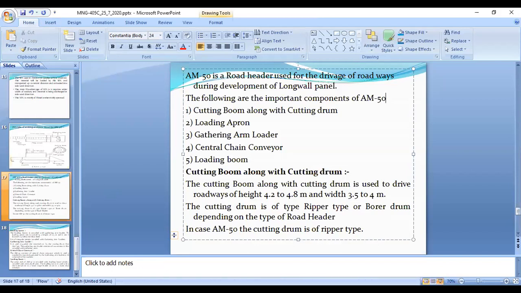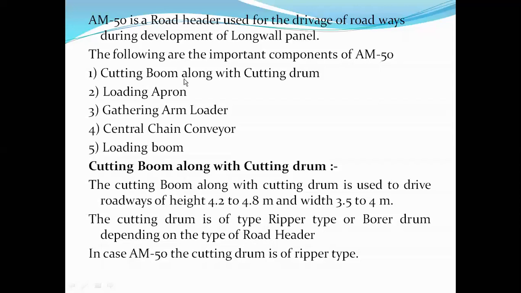Okay. The following are the important components of AM50. Cutting boom along with cutting drum. Second one is loading apron. Loading apron is nothing but the triangular one, right? That's called this one. And the gathering arms. The triangular section is known as loading apron.